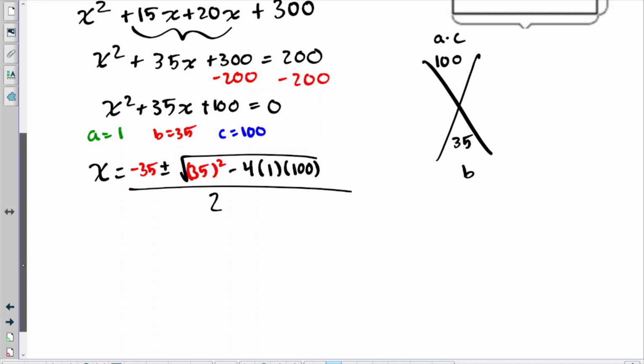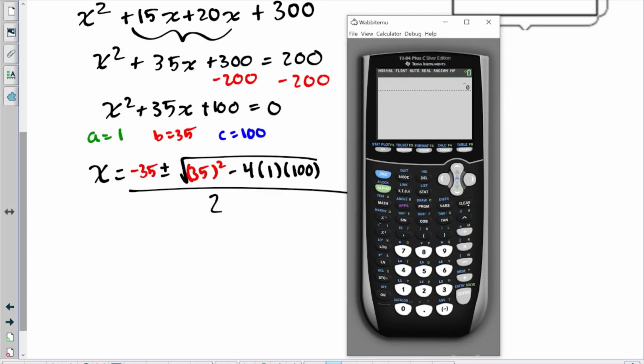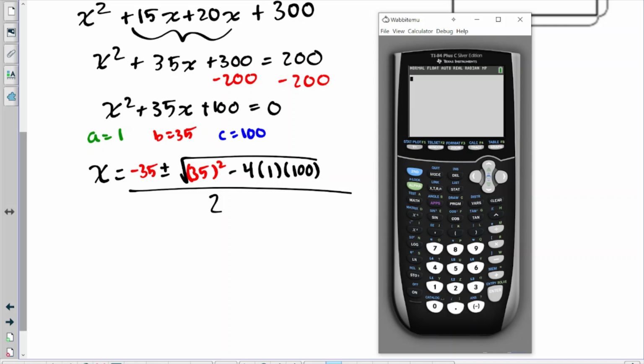Here we go. So I'm going to plug this into my calculator here. Let's bring it up. So let's go x equals, and then parentheses, negative 35. Let's start with the plus. The square root of 35 squared minus 4 times 1 is the same. So just 4 times 100. Oops, I messed that up. 4 times 100. Close parentheses because I'm going to divide by 2. And so my first answer, yeah, is not 9.